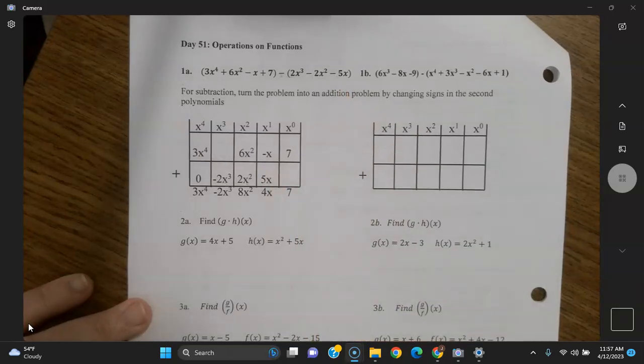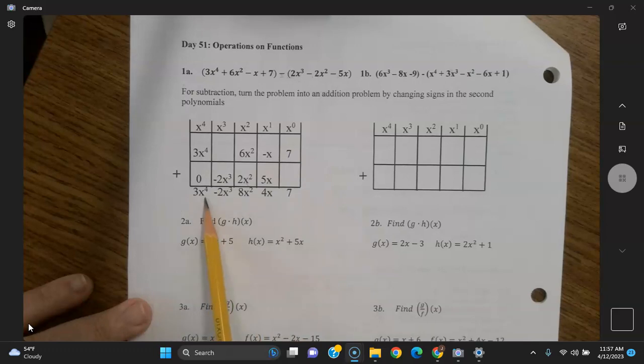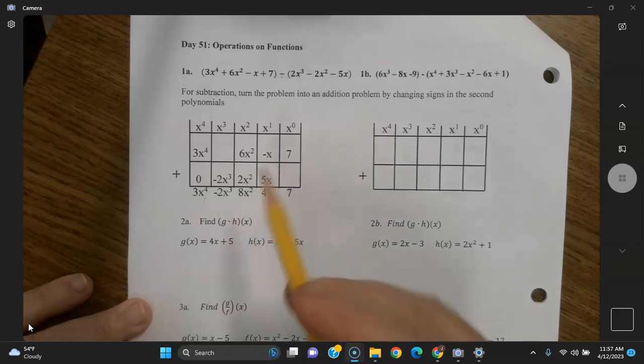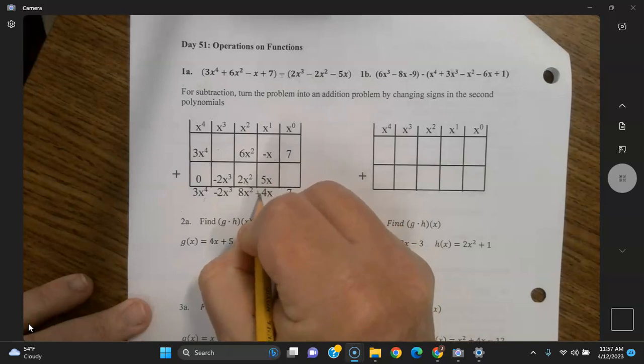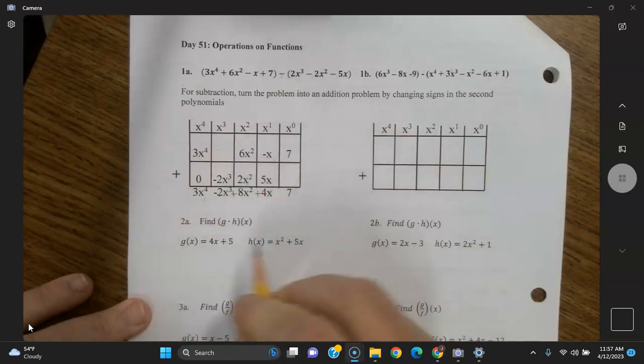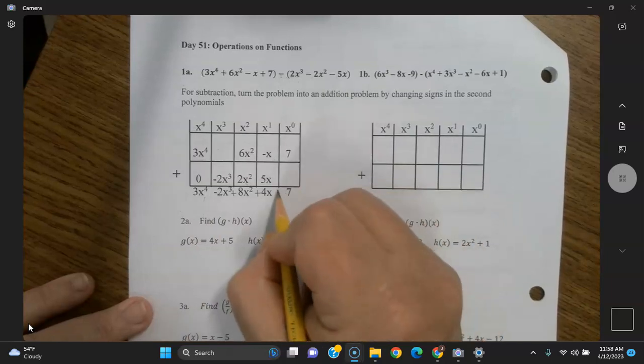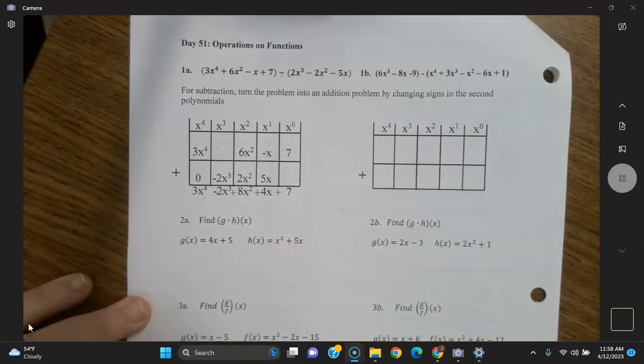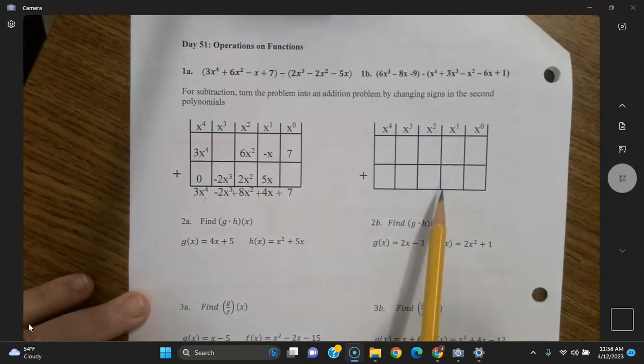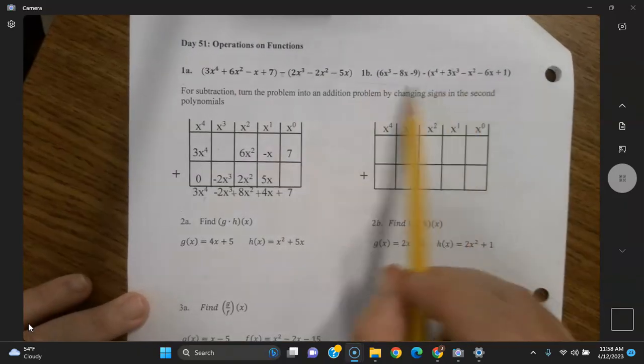Now you have an addition problem again. So it's 3x to the fourth, 0 minus 2x to the third is negative 2x to the third, 6x squared plus 2x squared is 8x squared. Negative x plus 5x is positive 4x. And since this is a polynomial, it should have plus signs in between like that, and there's the negative sign there. And then 7 plus 0 is 7, so there's a plus sign there. And so that's how you do a subtraction. So I'll leave this one for you to do on this over here.